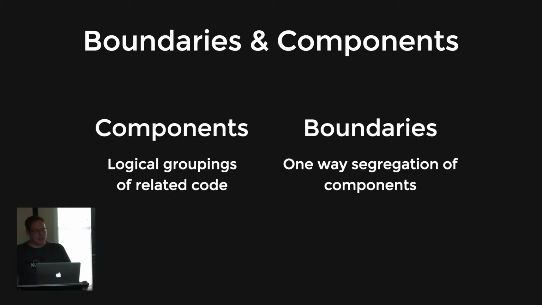Components don't exist in PHP. It's not a concept that you'll see in any documentation. It's in the developer's mind. It's a logical grouping of related code. You can maybe put them in folders together. Maybe they share a namespace and they can be spread out across folders, but they're somehow grouped together so that you know what the context of that component is. And boundaries are a way of segregating the components. And the boundaries are tightly coupled to the dependency rule, and we'll get to that in a moment.